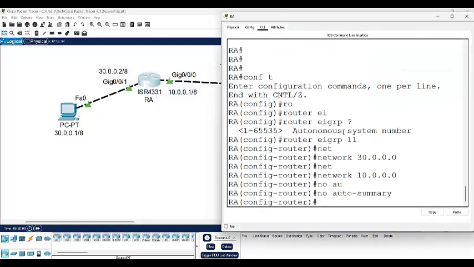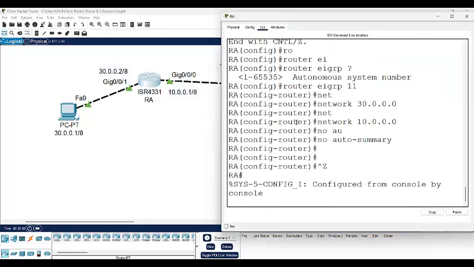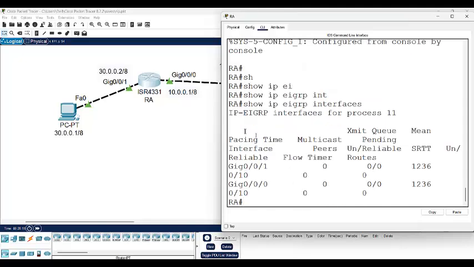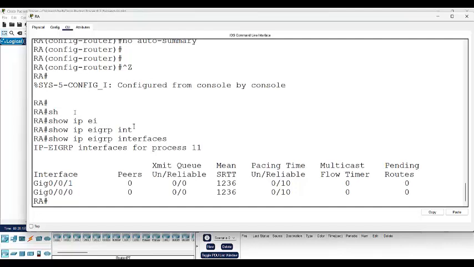How do you verify? Type this command and see, show IP EIGRP interfaces. It shows very clearly that there are only two interfaces. EIGRP autonomous system number is 11. In that you have two interfaces running EIGRP. So far no neighbor has been discovered via those wires. That's why it is 0.